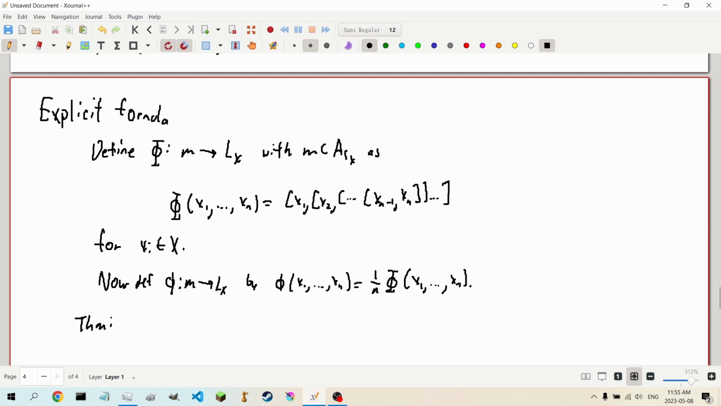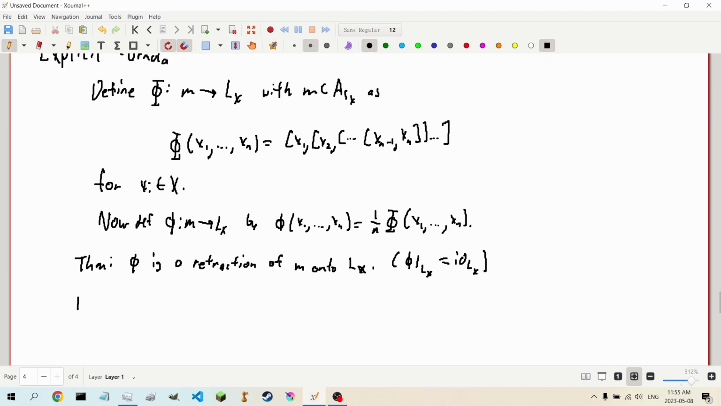Theorem. Small phi is a retraction of M onto Lx. So this is saying that the restriction of phi onto Lx is just the identity on Lx. And proof.